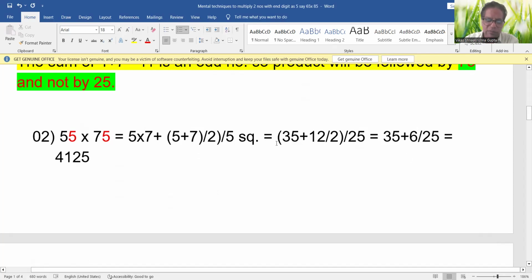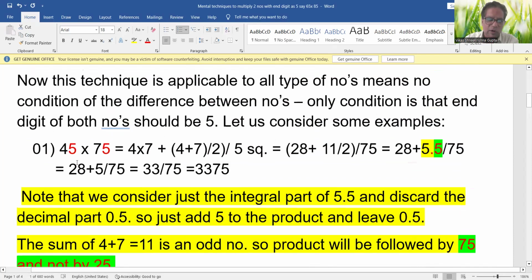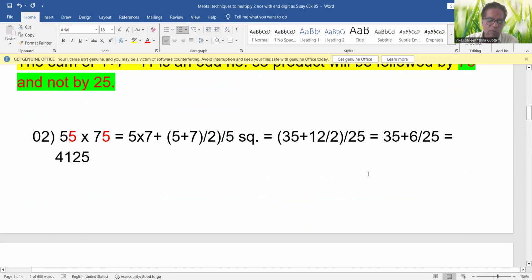41. And because this sum 12 is an even number, the product will be followed by 25 and not by 75. I repeat, when the sum is an even number, then it will be followed by 25 and not by 75. In the last case, the sum was an odd number. 4 plus 7 was an odd number, so it was followed by a 75. Now in this case, 5 plus 7 is an even number, 12 is an even number, so it will be followed by 25.